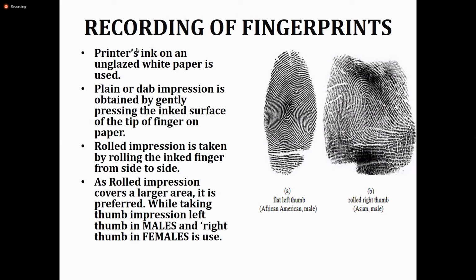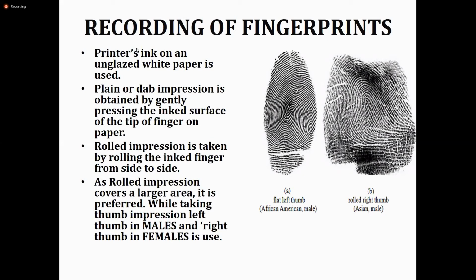The advantage is that a greater surface area of your thumb or finger is covered in a rolled impression. So this is a better option. Rolled impression, like I said, covers a large area. It is preferred. While taking the thumb impression, usually the left thumb in males and the right thumb in females is used.